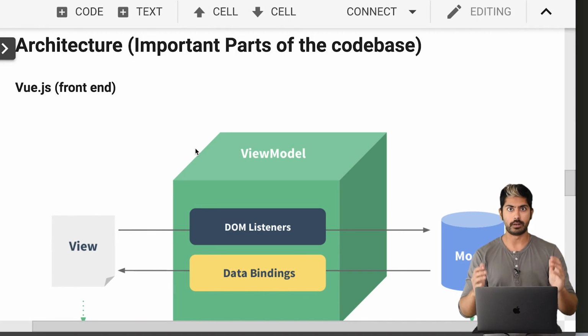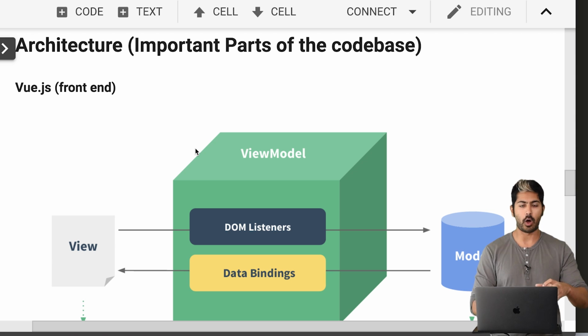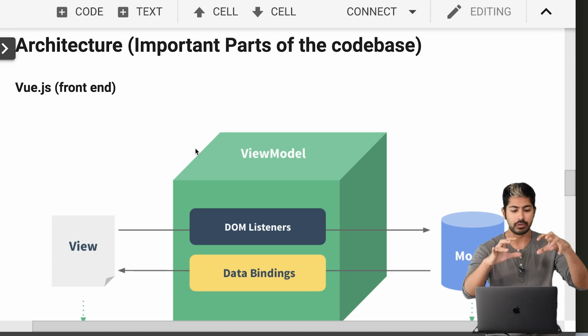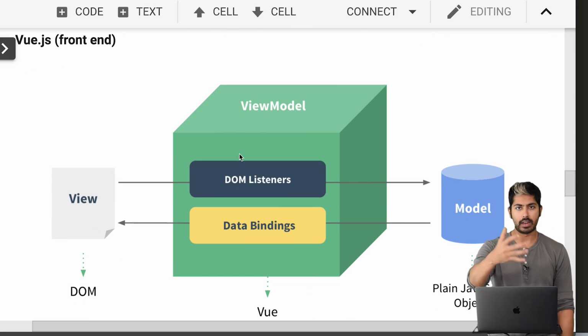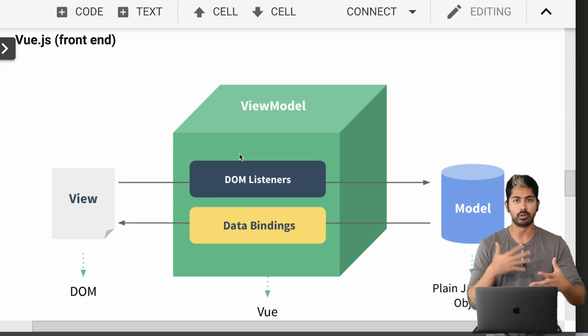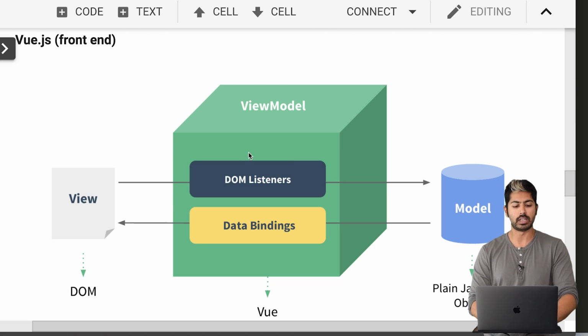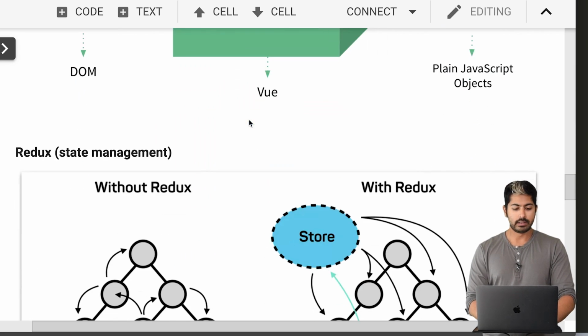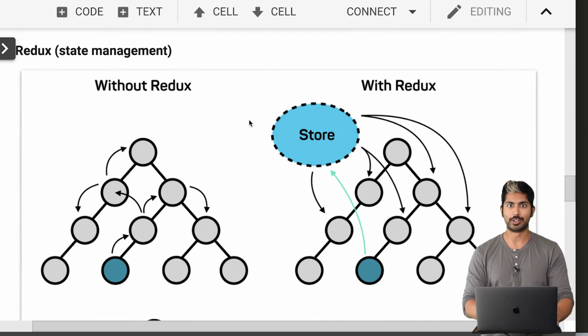So what are the important parts of this code base? It turns out that for the front end, it's using what's called Vue.js. And like I said, it's this idea of reusable components similar to React that makes it easier to build scalable user interfaces in JavaScript. And for state management, it's using a technology called Redux.